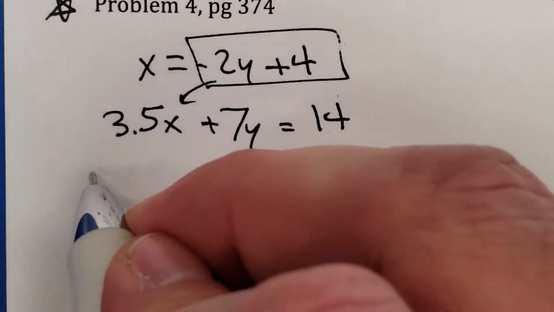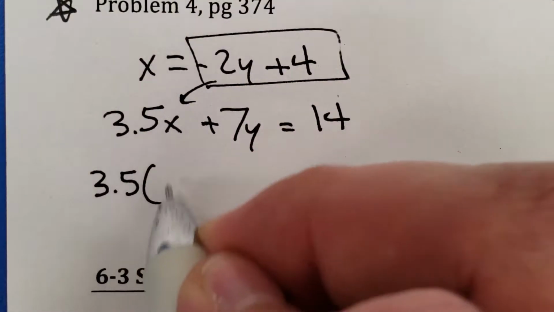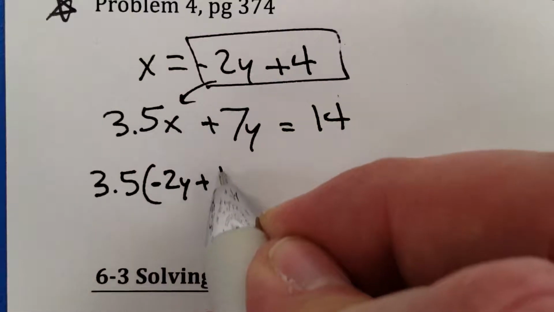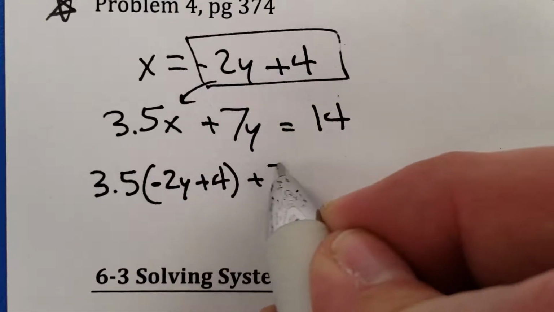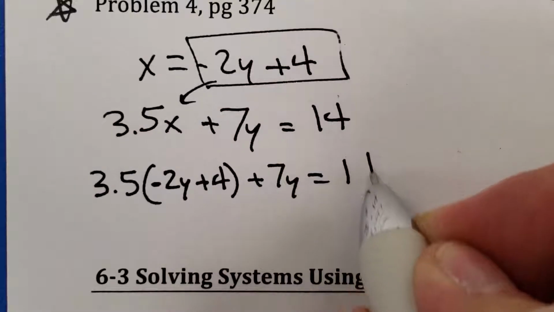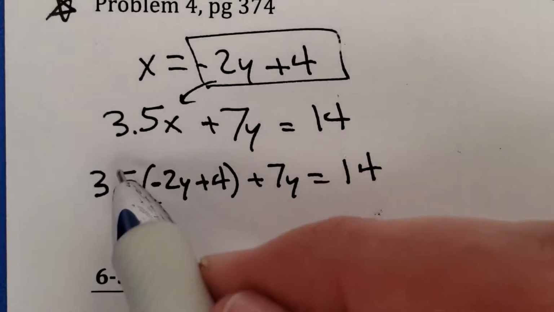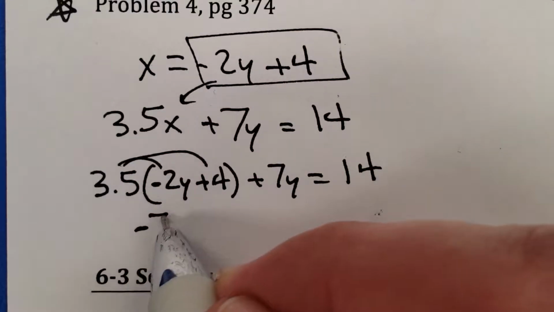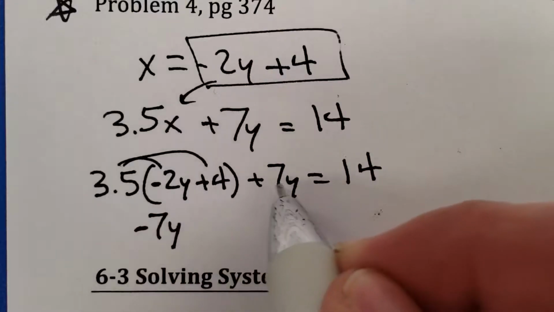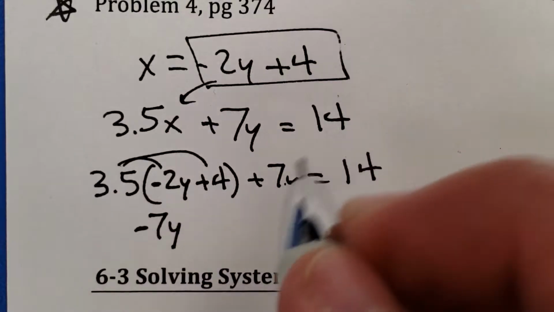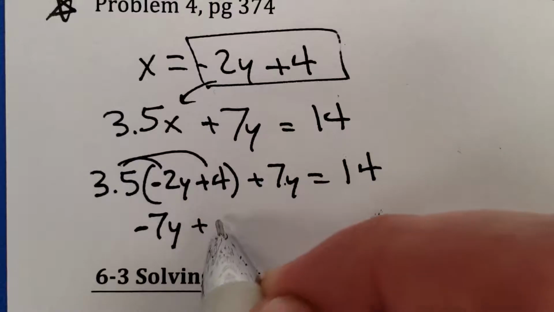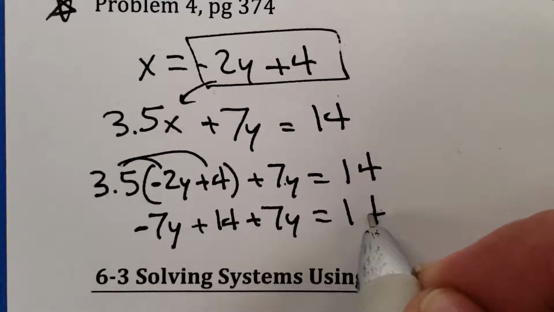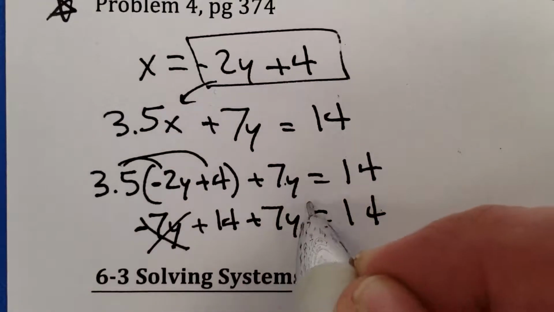Okay, so rewrite 3.5 times the stuff that x equals: negative 2y plus 4, plus 7y equals 14. Okay, here we go. 3.5 times negative 2y, we're going to get a negative 7y. So right away, you're probably thinking, oh, wait a minute. 3.5 times 4 is a positive 14, plus 7y, plus 14? You're probably like, oh, look, those are going to cancel.